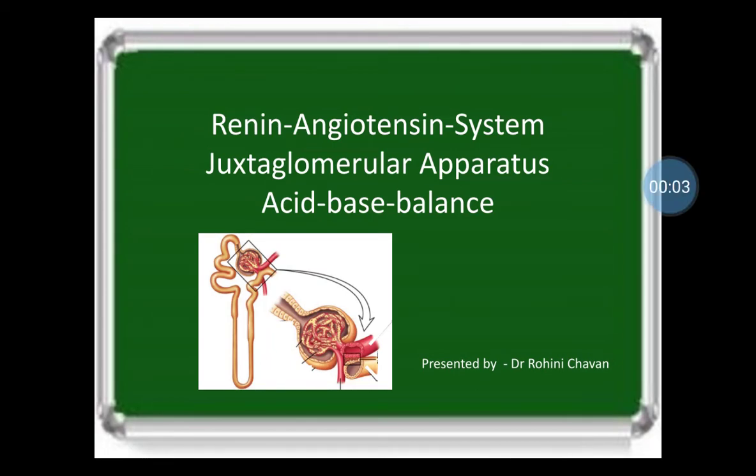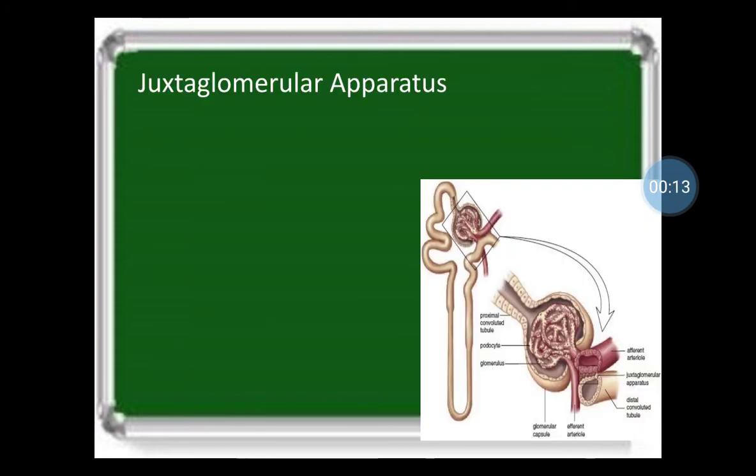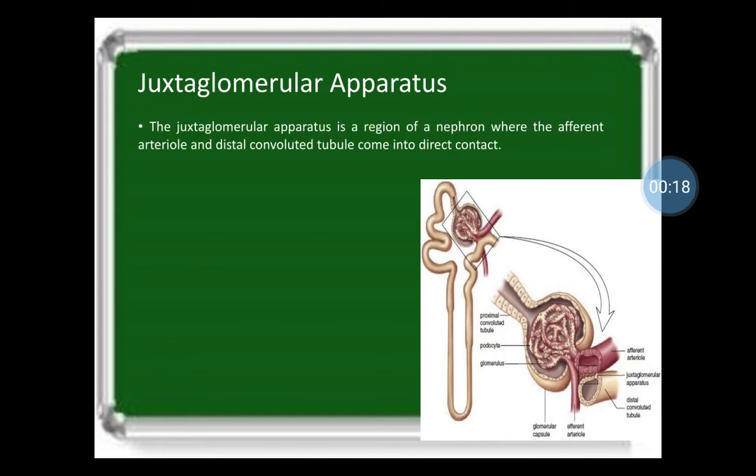In today's lecture, we are learning about the Renin-Angiotensin System, Juxtaglomerular Apparatus and the acid-base balance. First we see the Juxtaglomerular Apparatus. What is the Juxtaglomerular Apparatus? It is the region of the nephron where the afferent arteriole and the distal convoluted tubule come into direct contact. The main function of this apparatus is to secrete renin by the juxtaglomerular cell.